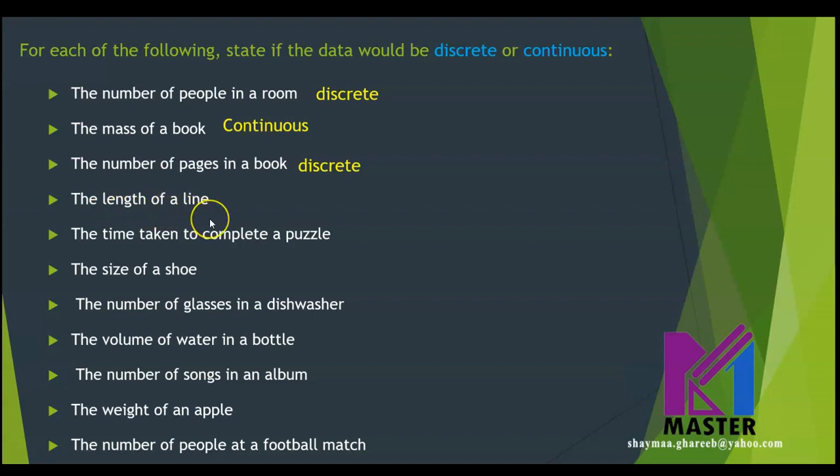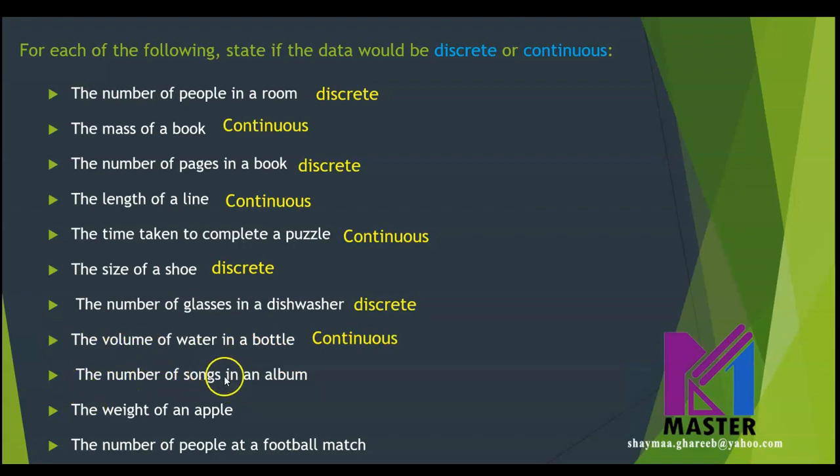The length of a line, yes, continuous, because I can say the line is 3.1 centimeters, 3.9 meters, okay? The time taken to complete a puzzle is continuous. The size of a shoe, we said before, do you remember the example of the shoe? It is discrete data. The number of glasses in a dishwasher, it's discrete data. The volume of water in a bottle is continuous data because it represents volume.